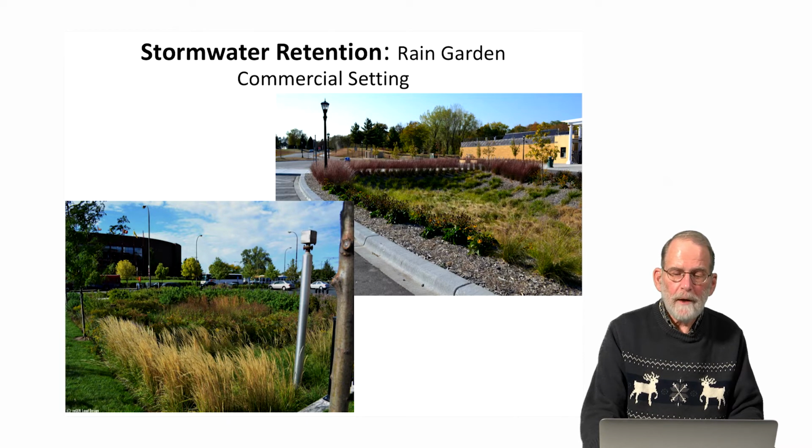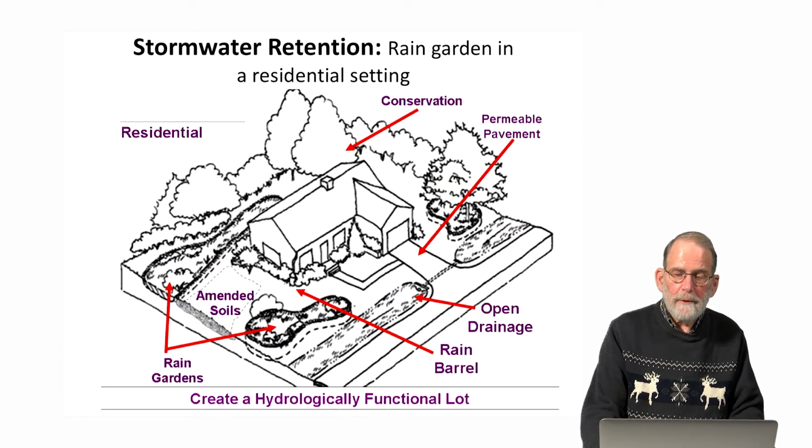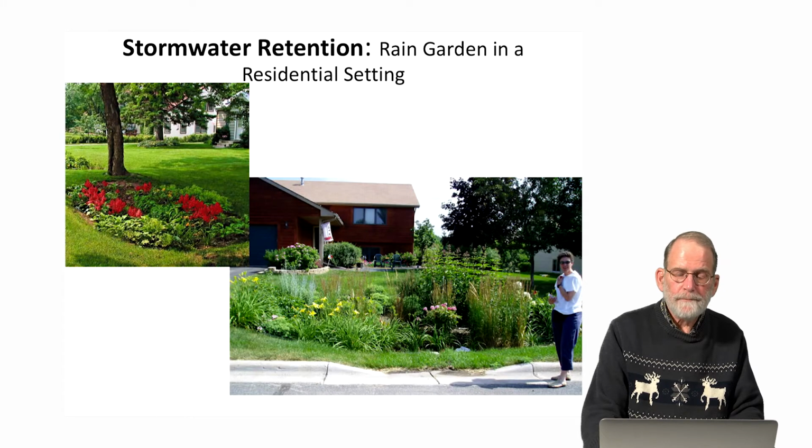Here we see a rain garden set in a commercial setting. Here we see it in a residential setting. And in a residential setting especially, it's possible to reduce runoff to almost zero by making strategic use of retention systems that promote both storage of the water and remediation of water quality.